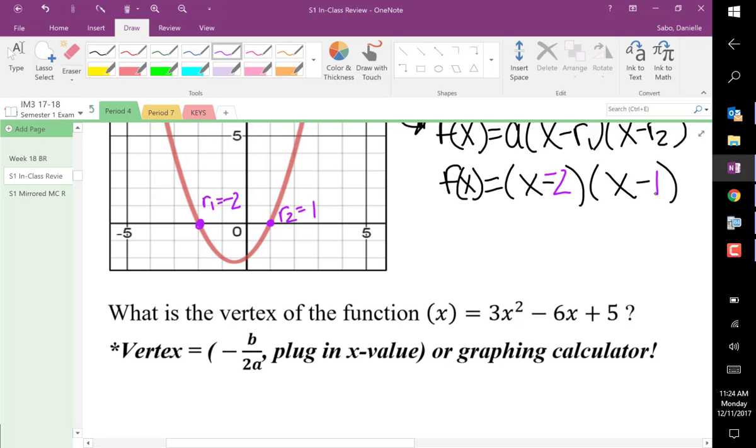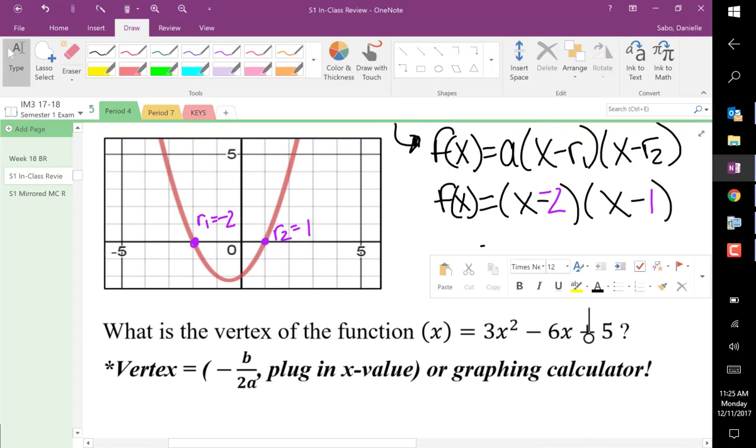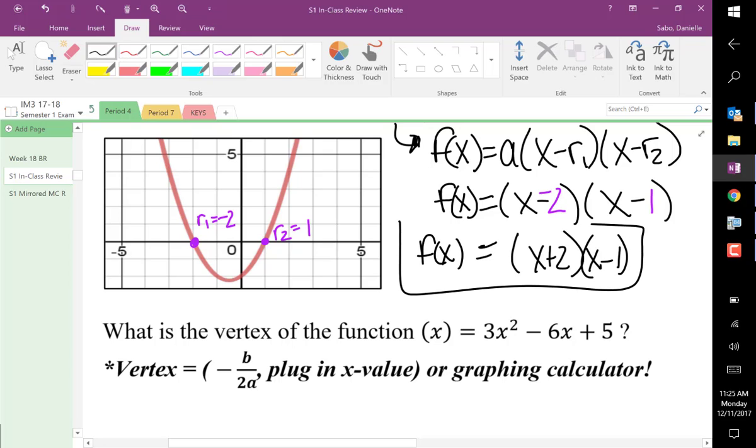Now, if you notice, something happens. And this is the most common mistake, especially in the past midterm and the other exams that we've taken. A lot of you will just put x minus 2 and x plus 1, but the formula already has a negative in it. So what happens to the x minus a negative 2? The signs change. Yeah, the signs change. So my final answer is equal to a times x plus 2 and x minus 1. Okay, that is my final answer.